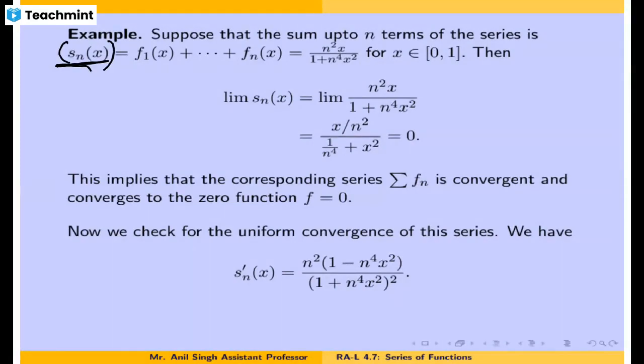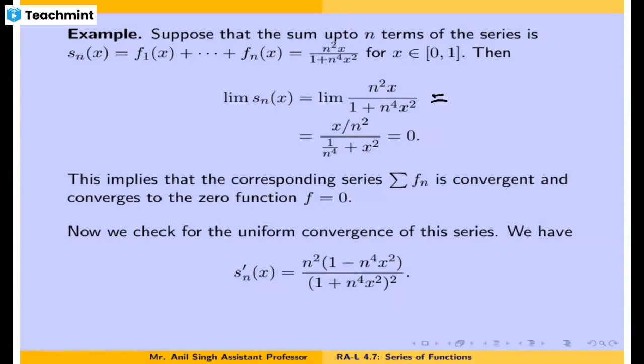So first of all, I'm going to check the pointwise convergence. For pointwise convergence, we just have to calculate a simple limit. So for each fixed x, let us calculate this limit, n tends to infinity of Sn(x). So Sn(x) is given, it is n square x upon 1 plus n to power 4 x square. So let us try to calculate this. Clearly we can do certain changes here. You can take n to power 4 out of everything.